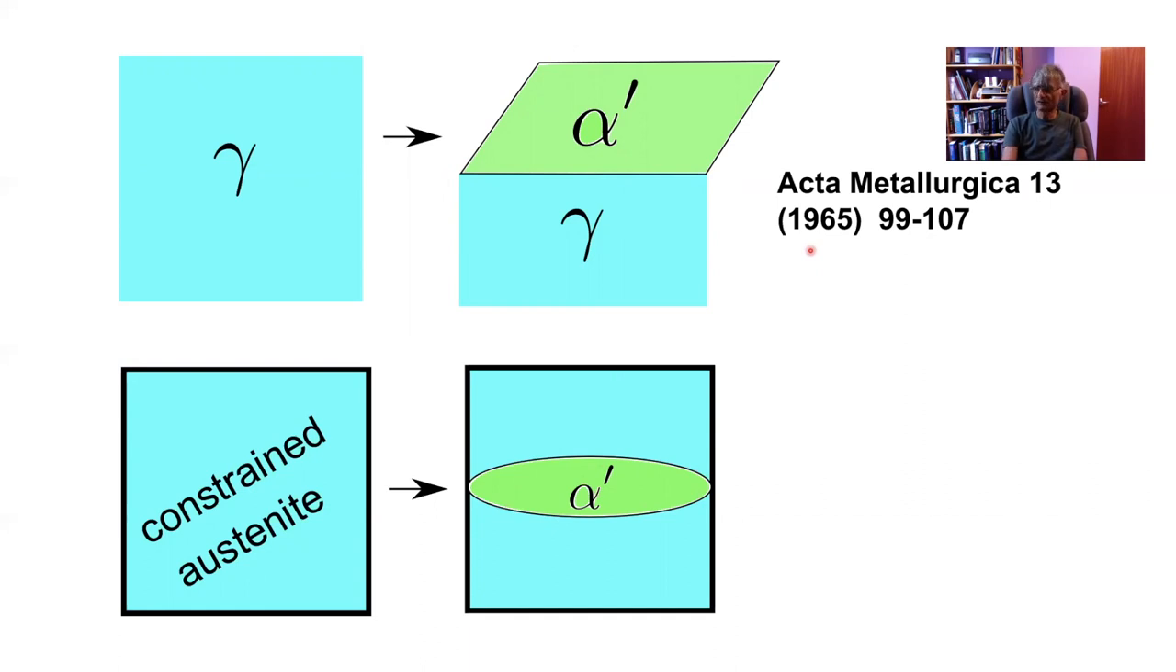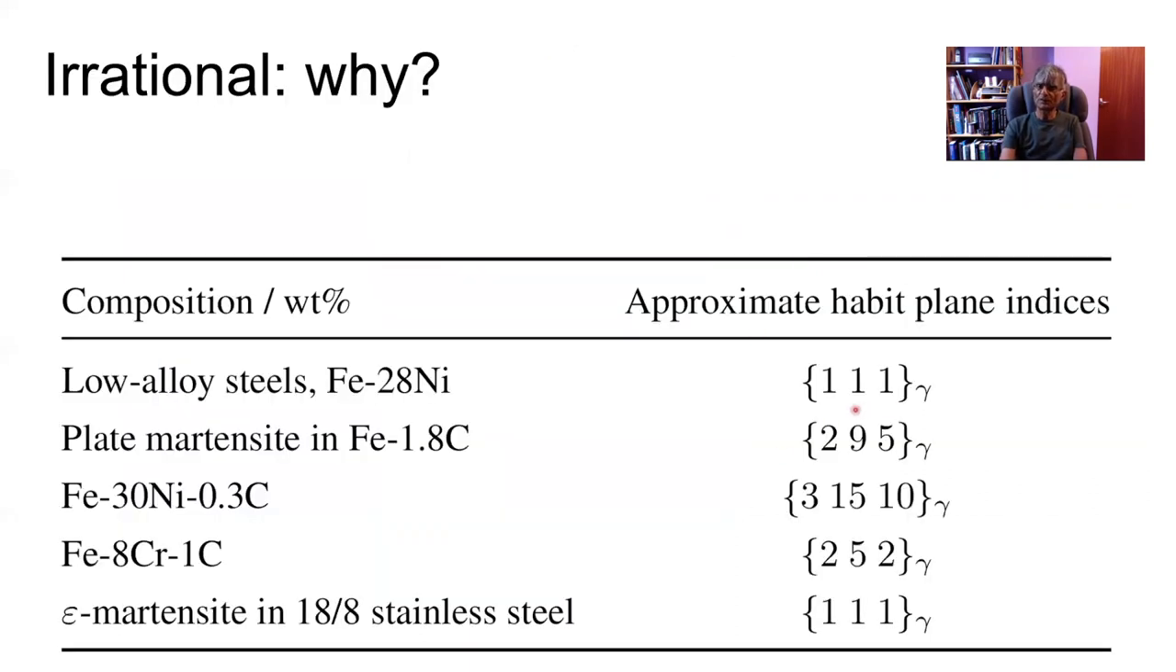And I'll show you now a list of these habit planes. And they vary quite widely from close to 111 gamma, 295 gamma, 315.10, 215.2, and bear in mind that these are approximate habit plane indices. The actual habit plane is irrational. What does that mean? That means that I can't express it as a set of integers. It may be close to 111, but it's not exactly 111 for some peculiar reason. And for another peculiar reason, it can have these kinds of strange indices, which don't happen in slip and twinning. You know, we get slip on close packed planes and close packed directions, and similarly for twinning. So something very strange about the habit plane of martensite, that it is irrational.